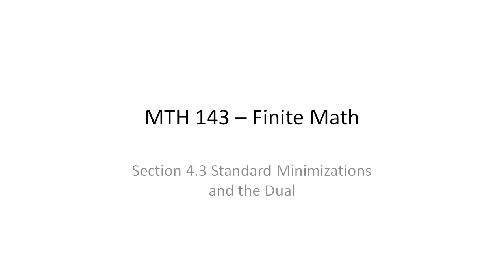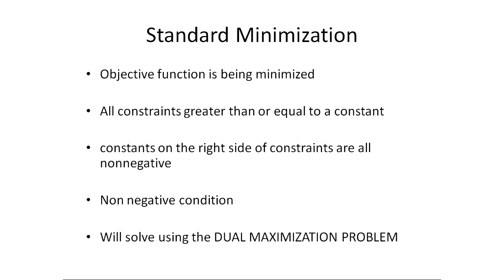So far, the only type of linear programming problems that we've seen are standard maximizations. So remember that in a standard max, you have an objective function being maximized, and all the constraints are less than or equal to some positive number. Well, in section 4.3, what we'll see are standard minimization problems.